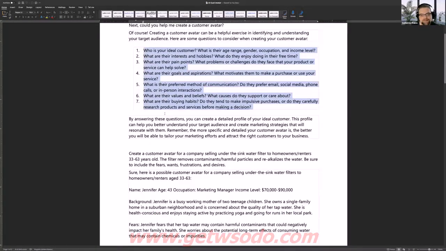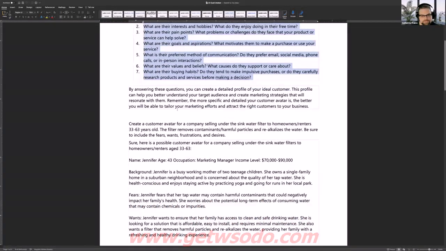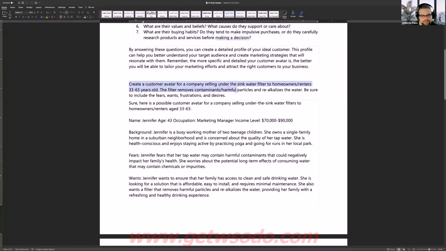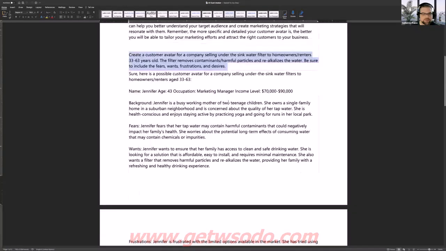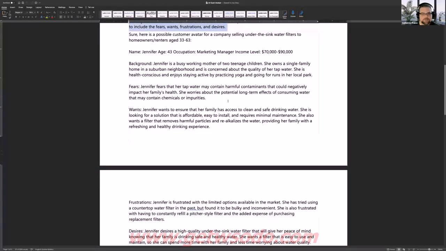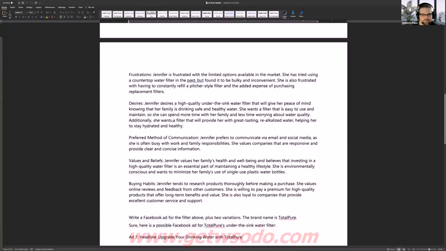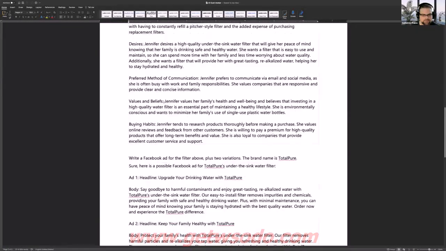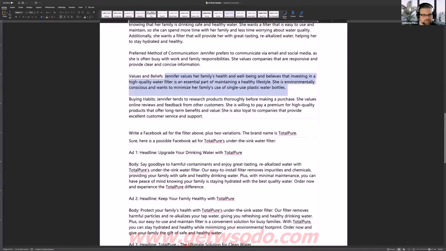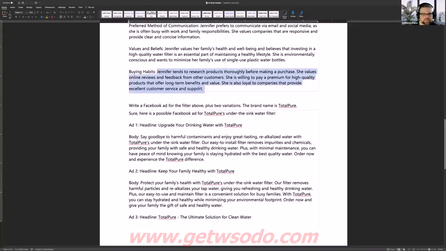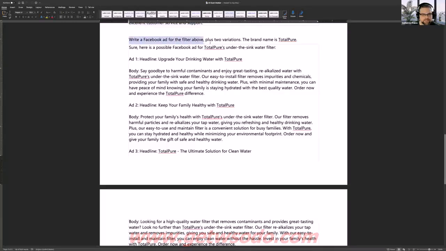Okay. So then he's telling ChatGPT what he wants. And then we have everything else here, values and beliefs. Nice. Buying habits. And then he has it write a Facebook ad. Okay, great. Even gave it a brand name, Total Pure. Nice. And let's take a look at the ads.